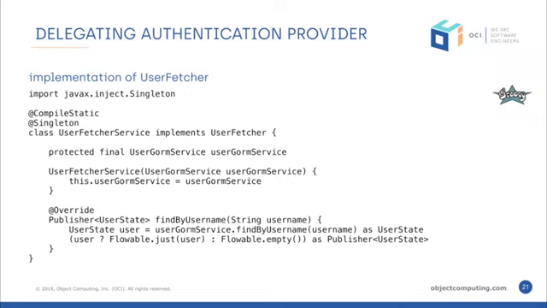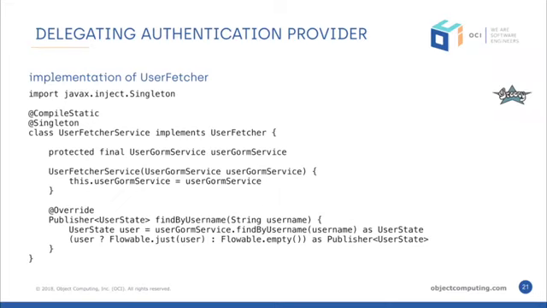So the first thing that you need to do is provide a bean of type UserFetcher. You create a bean and annotate it with javax.inject.Singleton. We implement the UserFetcher interface here. I am doing some constructor injection, injecting another service called UserGormService, which doesn't matter. The only important thing is that I am overriding findByUsername. I am fetching a user from the database, and if the user is not null, so it's present, then I am returning the user. I am returning actually a class called UserState.